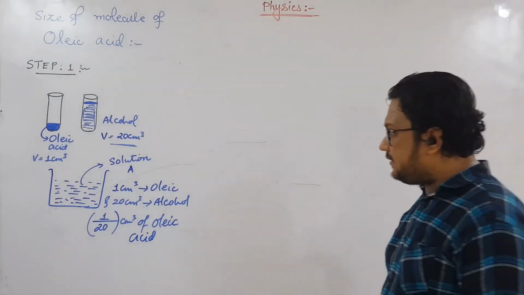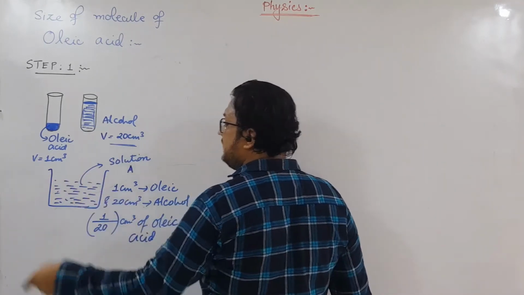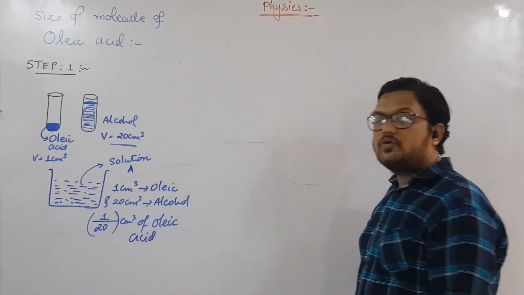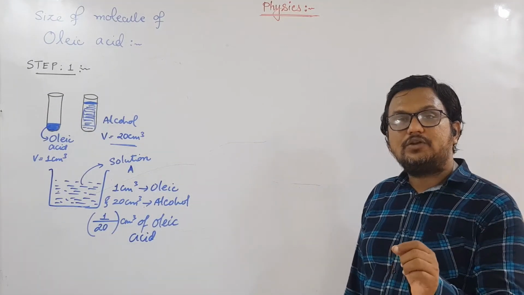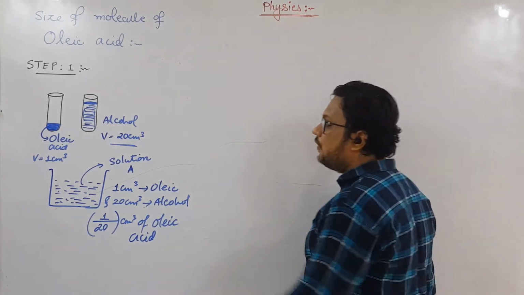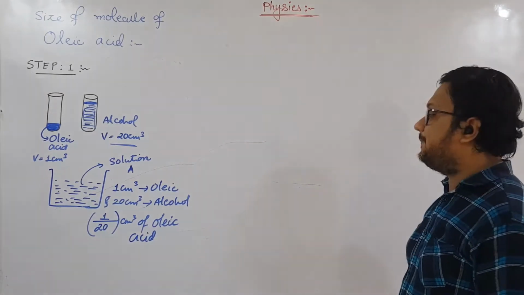Clear? So the concentration of oleic acid here is 1 centimeter cube in 20 centimeter cube. So the concentration of oleic acid is 1 centimeter cube per 20 centimeter cube of alcohol. So you can say that 1/20 centimeter cube of oleic acid is present in solution A.